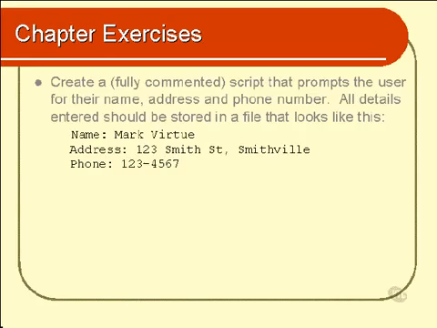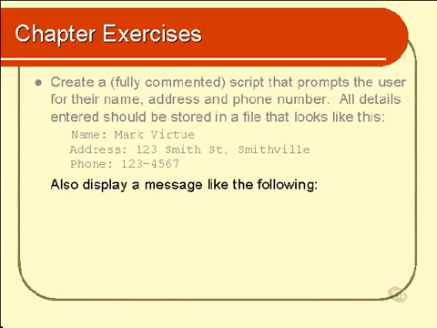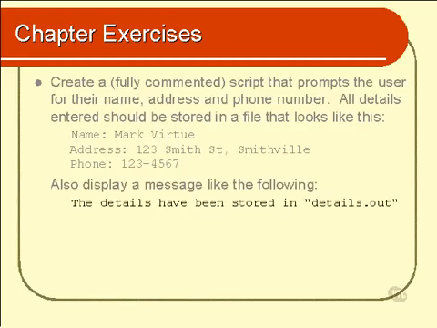We should have some text like the word name, and then the actual text that the user entered, like Mark Virtue. Finally, when the program has completed, display a message on the screen. This is on the screen, not in the file this time, but on the screen, that looks like this. The details have been stored in details.out.